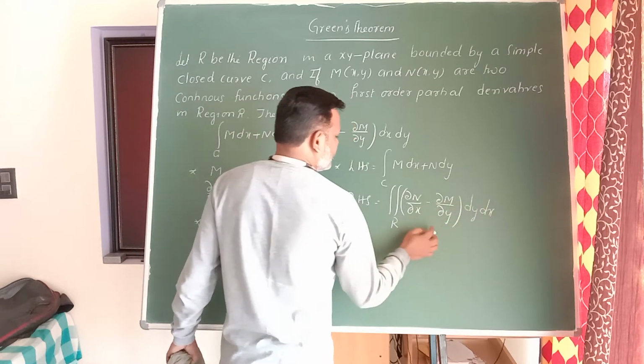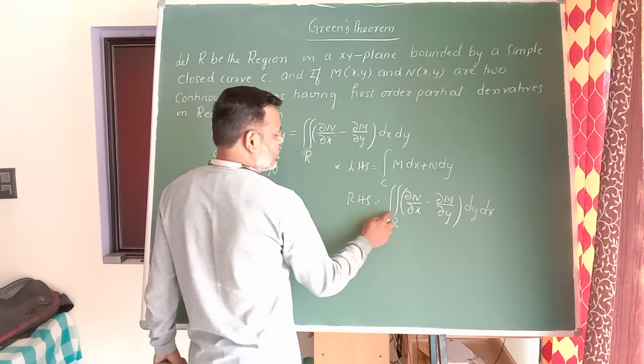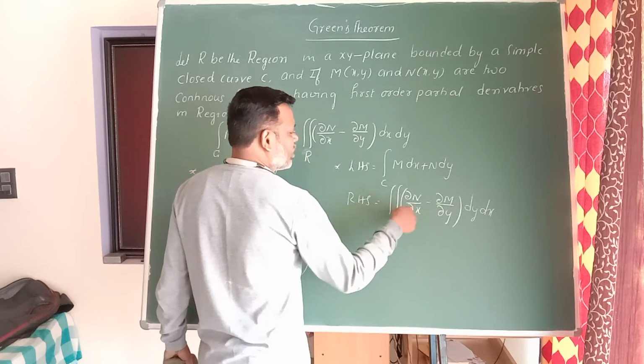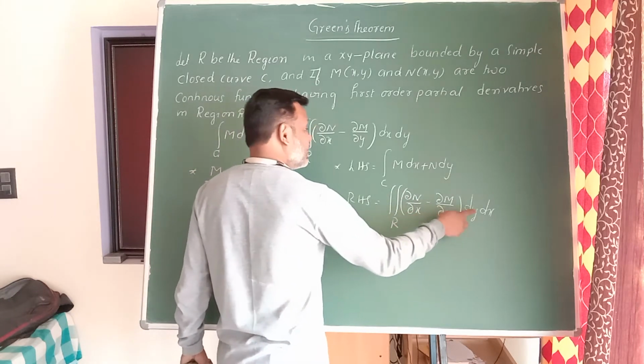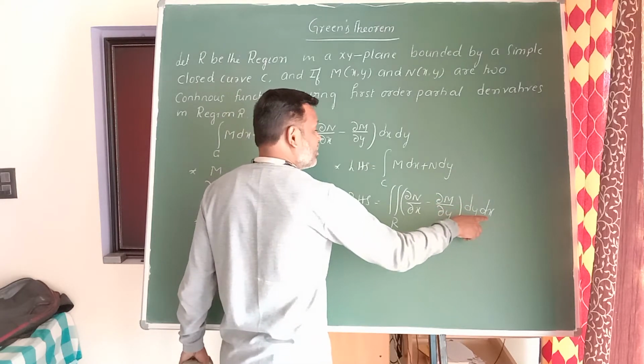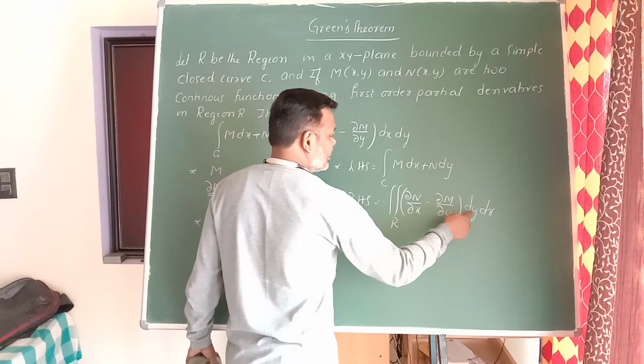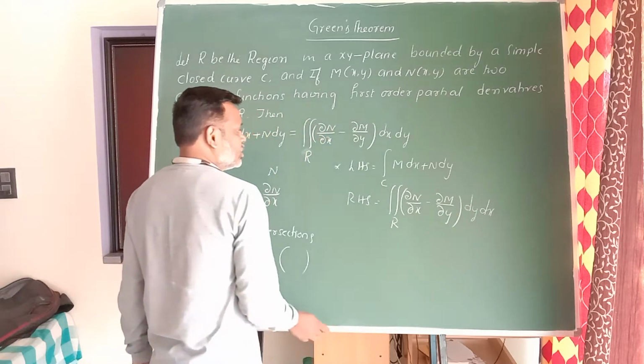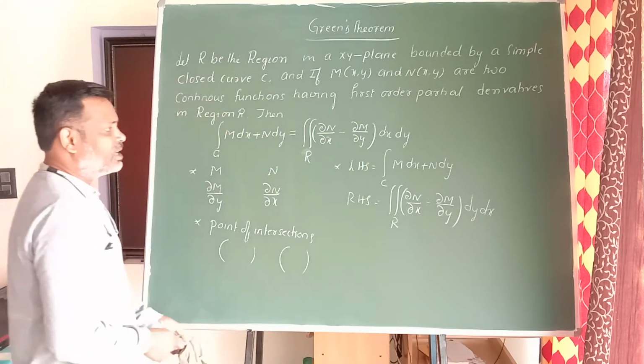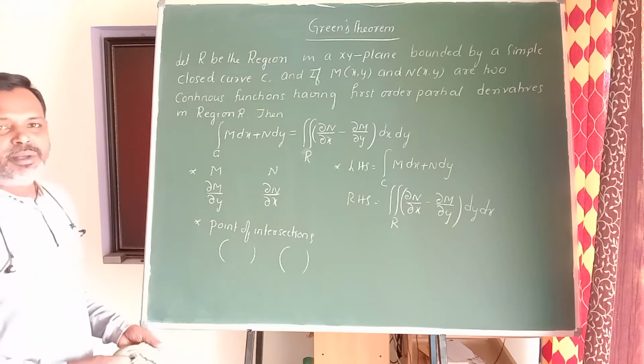Because why? Because here we have two integrals. The first we are going to integrate with respect to y. Thereafter we are going to integrate with respect to x. So instead of dx into dy, you can make it dy into dx. Then compare LHS and RHS. If they are equal, then Green's theorem is verified.